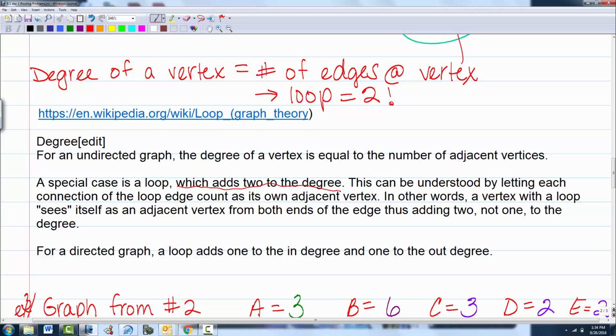Why? Well, they go further and explain it a little bit, and you may or may not understand it. I'm not saying I understand it, but at least I know why we get a 2 on this. This can be understood by letting each connection of the loop edge count as its own adjacent vertex. In other words, a vertex with a loop sees itself as an adjacent vertex, from both ends of the edge, thus adding 2. The best way that they say this is going in and then going back out to itself. Loop and loop. So that's why it counts it as 2 edges.